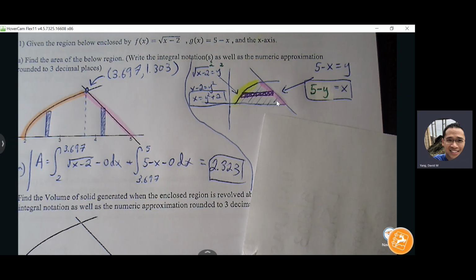Do you know how to do it? If you look from the side, you get 2 minus 1. What happened to your square root? The equation is 6 minus 2, so square root of x minus 2.